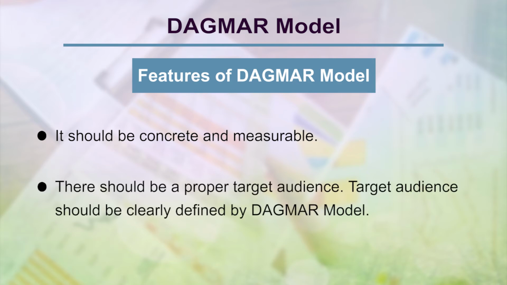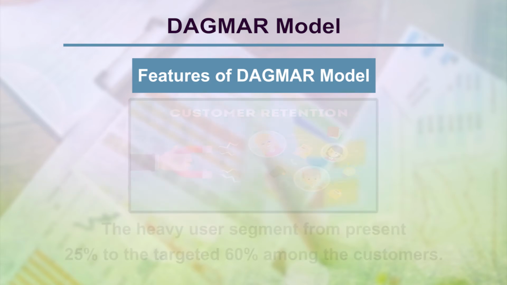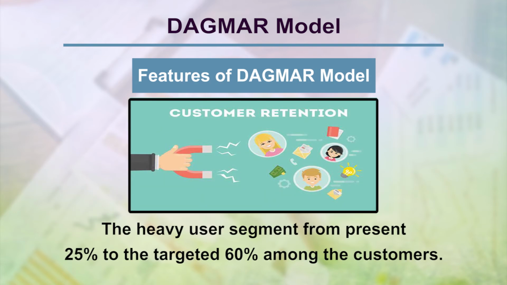Second of all, there should be a proper target audience. The target audience should be clearly defined by DAGMAR. For example, increasing product awareness among the heavy user segment from the present 25% to the targeted 60% among the customers. So here I am defining the target audience as the heavy user segment. So the defining of the target audience should be very clear.